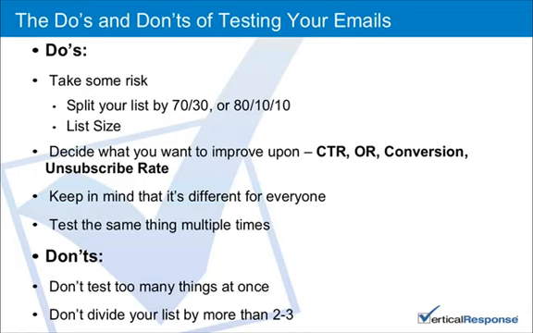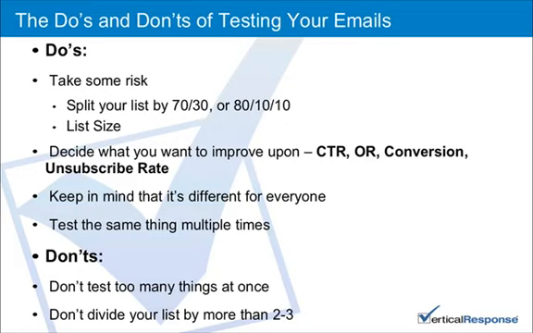Also, once you start testing, test the same thing a couple times. The first time you test something, if you don't really see a big difference, if maybe you're testing your subject line and your open rate is pretty much the same, test it again on a different audience, or change one of the subject lines a little bit and see what happens. Just because it doesn't work the first time doesn't mean it's not going to work the second time.